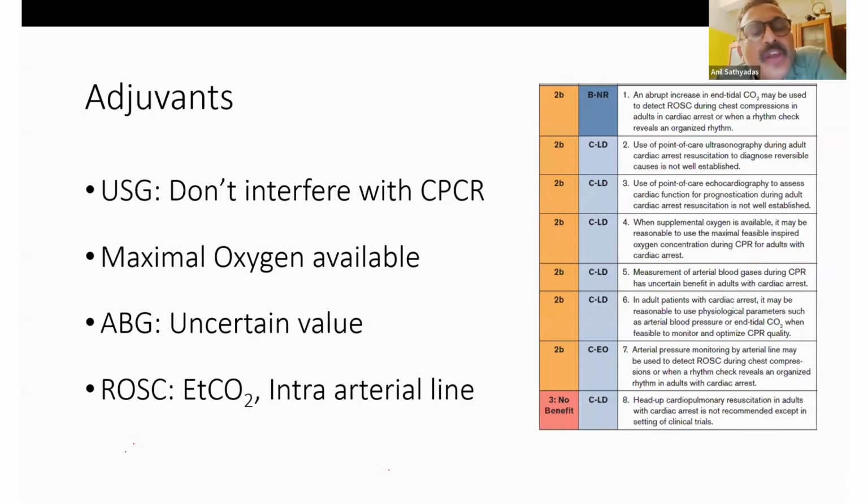And doing an ABG during the CPR is again of uncertain value. And we already talked about the return of spontaneous circulation by seeing the rise in ETCO2 and intra-arterial pressure. That is recommended. So you can identify ROSC not just with palpation of your pulse, but if you have ETCO2, you can use it.